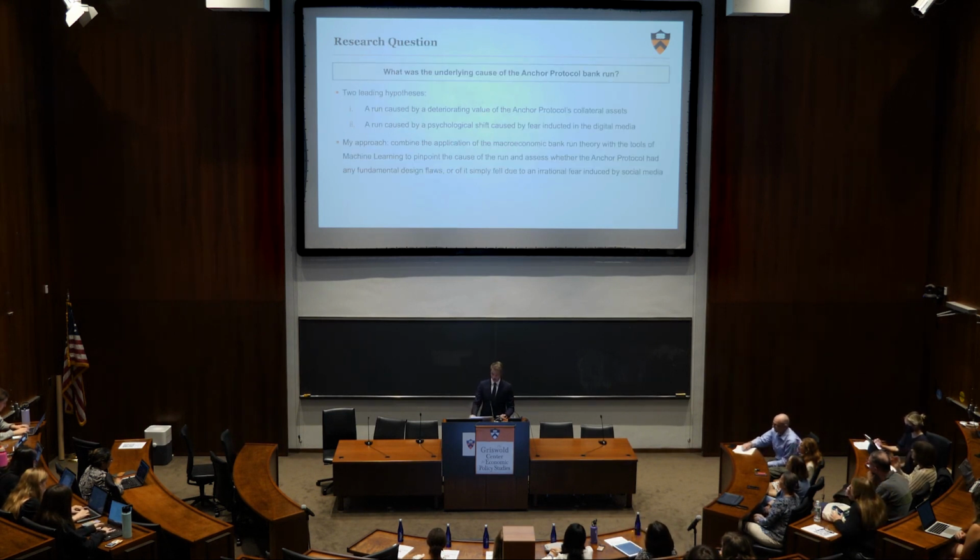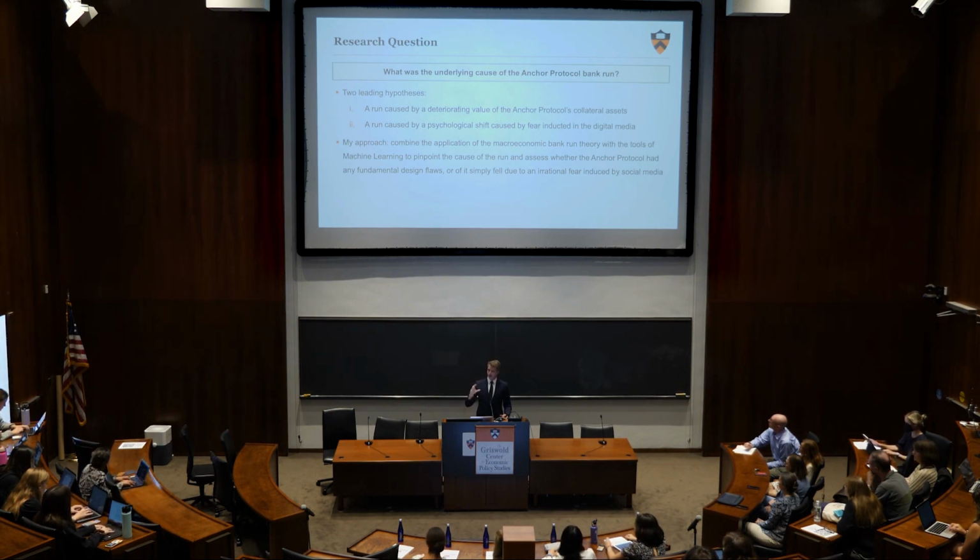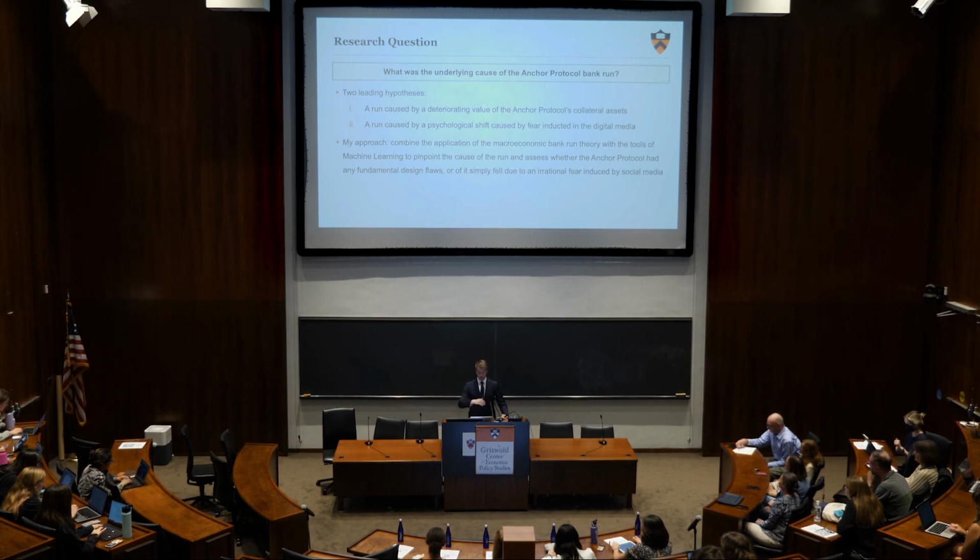So that leads me to my research question, right? What was the underlying cause behind the run on the Anchor protocol? And as I started to think about this, I had two leading hypotheses in mind. One is that perhaps it was simply the collateral assets that you had, right? All this Ethereum, Atom, Polkadot, many people grew concerned that they're not sufficient to protect the loans that the protocol is actually making. So maybe that scared people off and they withdrew money.